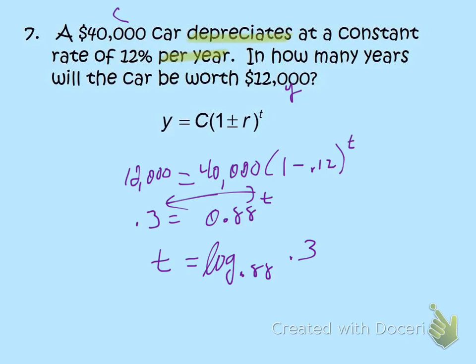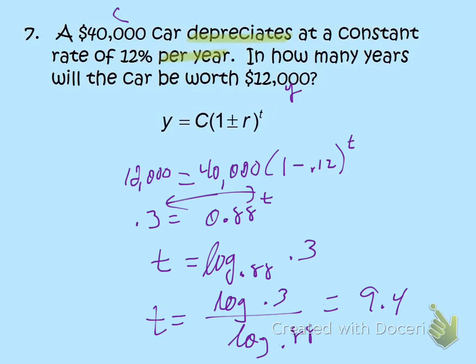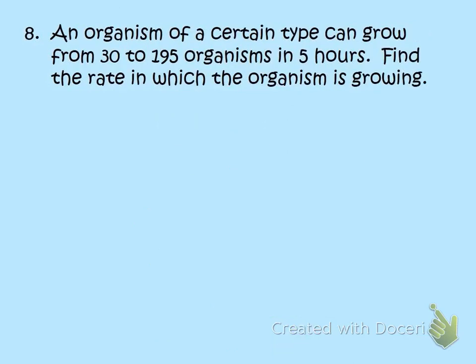T comes over there. And now we're going to use our change of base, which would look like log of 0.3 divided by log of 0.88 to find out the number of years. Make sure you put parentheses around your 0.3. And you get 9.4. So, in other words, in about 9.5 years, the car will be worth $12,000. Okay? Picking out the right formula, though, is most of the battle here.